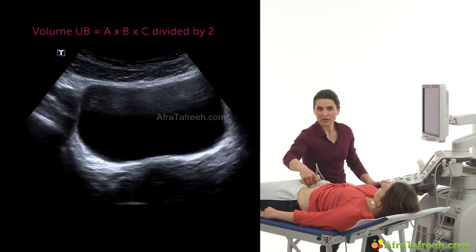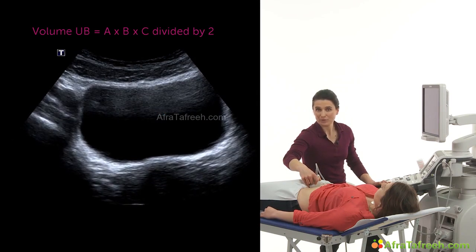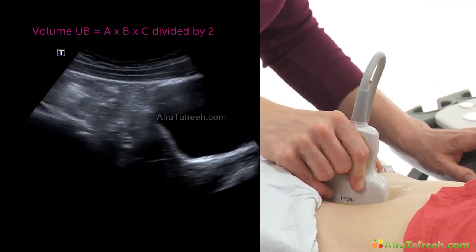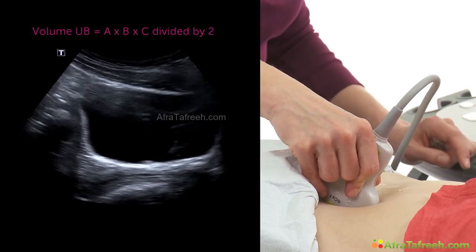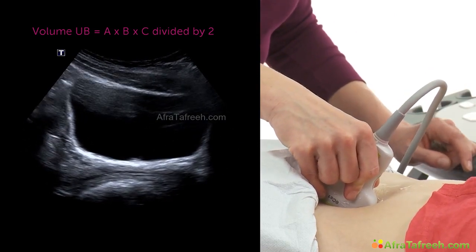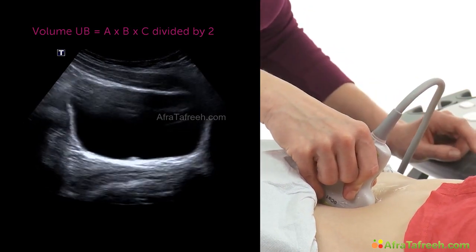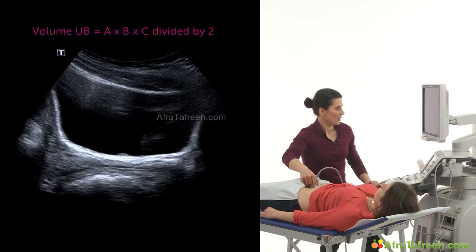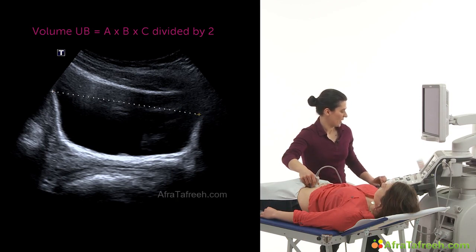So we have to turn our transducer again into the longitudinal view. We stay at the lower abdomen, turn clockwise around 90 degrees, tilt our transducer again behind the pubic bone. Our mark is pointing to the head of the patient. Press the freeze button. And now we need the craniocaudal diameter from the top of the bladder to the bottom. It's about here, which is 90 millimeters.